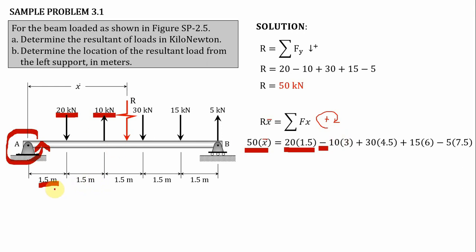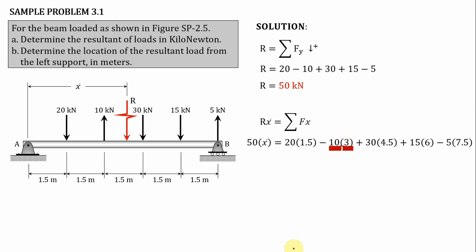What is the moment arm, class? Of the 10 kilonewton force, that is 1.5 plus 1.5, that is 3 meters. So 10 times 3. Okay, gets nyo ako, class? How about yung 30 kilonewton natin?